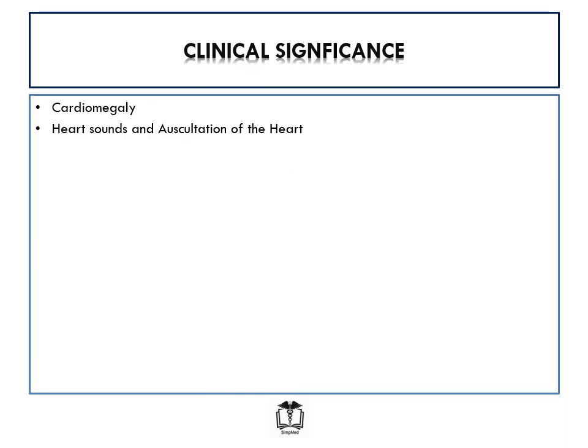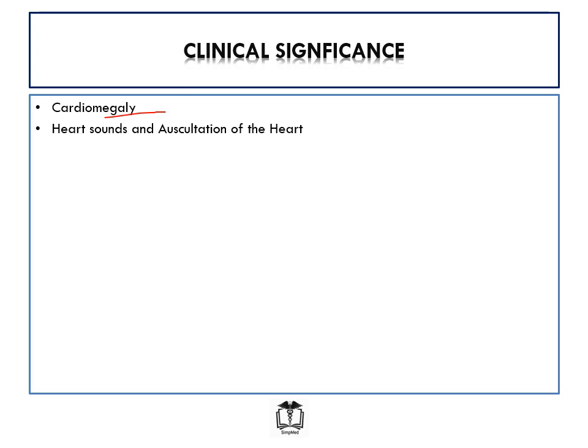So let's end this module by talking about the clinical significance to the heart. The first would be cardiomegaly. Cardiomegaly is when there's an abnormal rise or increase in the size or weight of the heart. Usually the heart tends to measure about 300 to about 500 grams. If that exceeds 500 grams, then we refer to that as cardiomegaly.